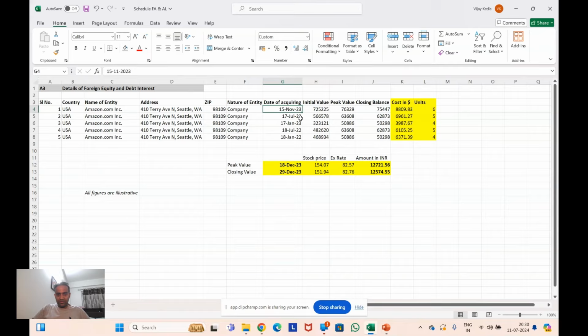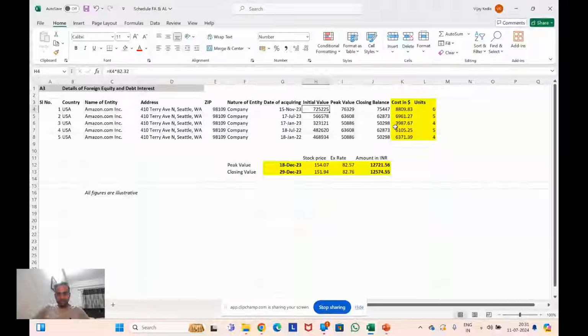So say the latest shares were acquired on 15th November, then you need to first fill in the initial value. So how do you get that initial value? Initial value will be the number of shares you received. For example, I have written six shares, you received six shares. And for each share, you need to consider what is the cost.